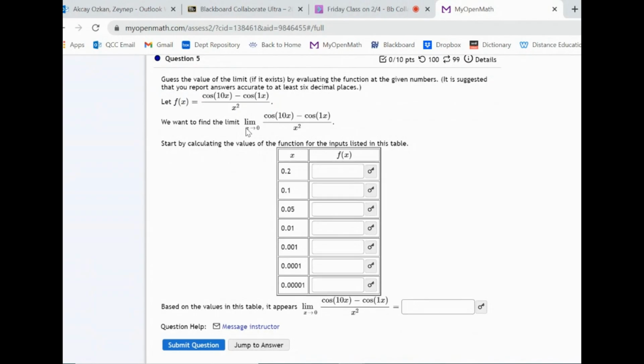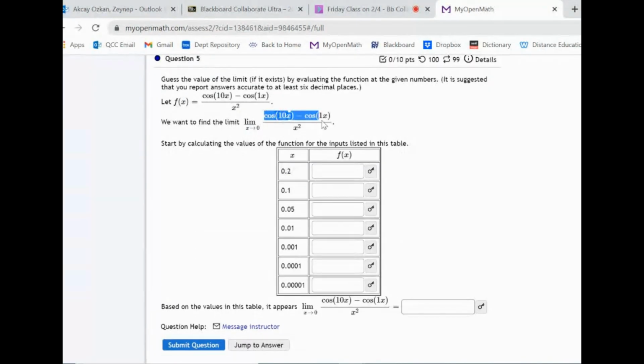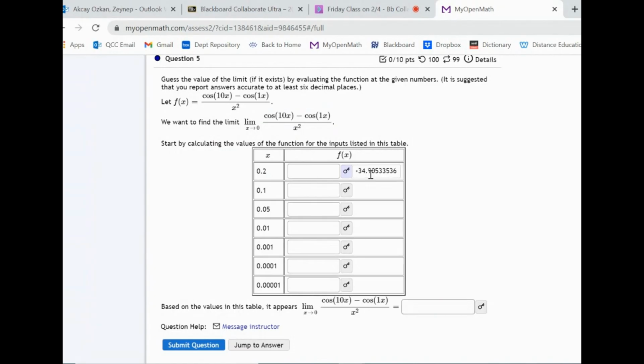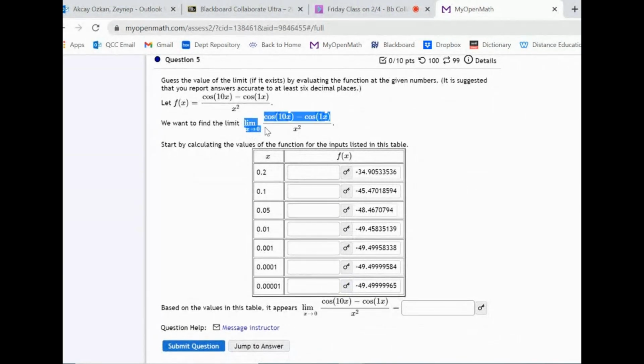And here you are asked to guess the value of this limit. You will find the limit as x goes to 0. It gives you what numbers to plug in. So you would just need to type this function and evaluate at these points. Okay? You will have different questions, but I'm showing you the answer key for this question. So what you see in this case, as x values approach 0, you see 0.2, 0.1, and 0.00001.